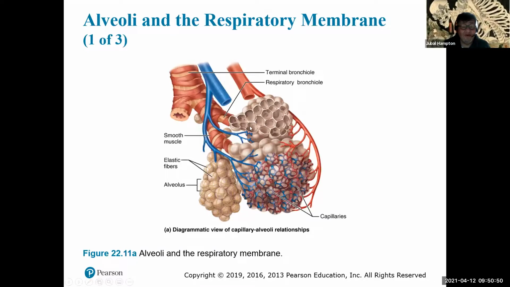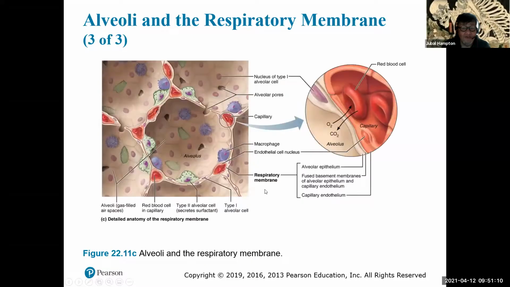So here we have a finer diagram showing our alveolar sacs. Here we have the capillaries on the surface here of the alveoli. These are elastic fibers that help to provide that elasticity. This diagram shows the thin construct of the alveoli.